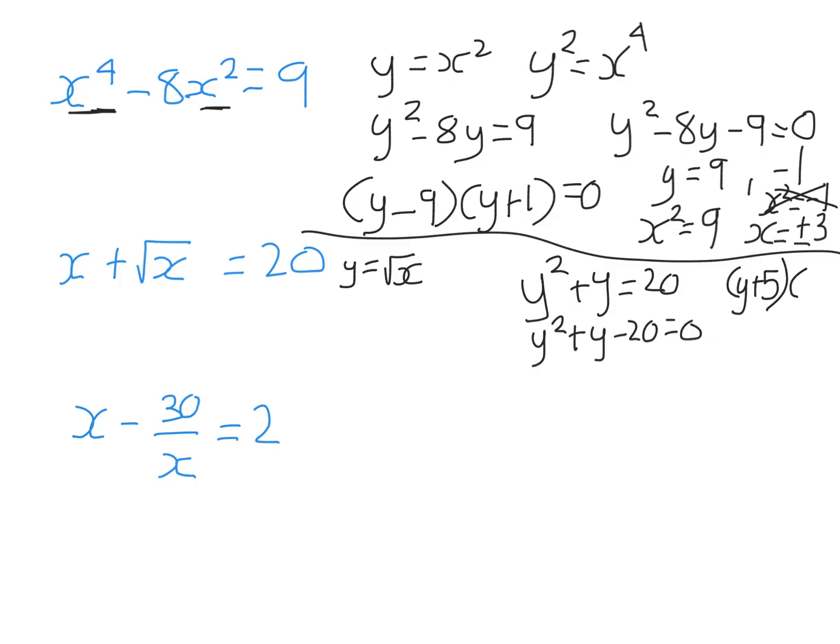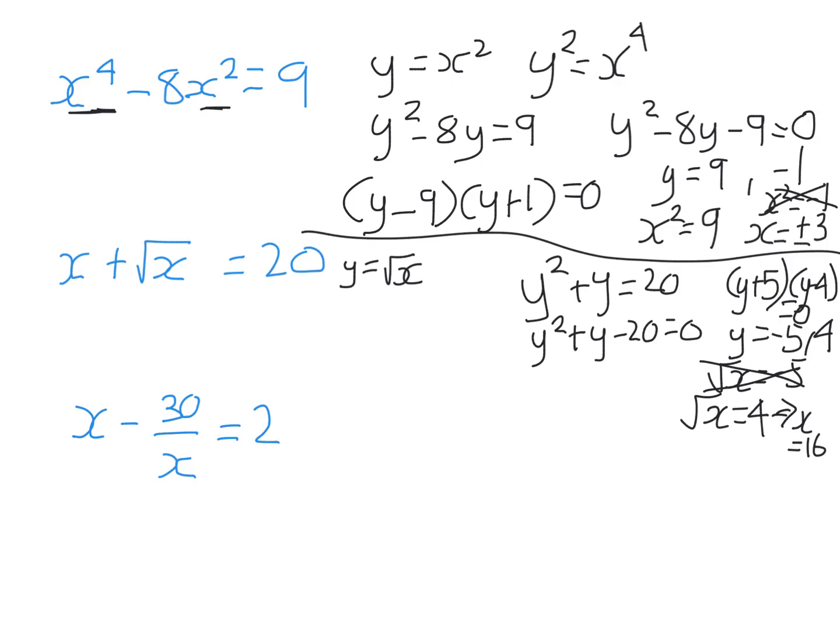We've got y plus 5 and y minus 4 equals 0. So using the null factor law, we get y equals negative 5 or 4. So because y was root x, that means root x equals negative 5 or root x equals 4. Now when you square root a number, you can't get a negative. It has to be a positive answer. So that gives no solution, but root x equals 4 has a solution. You just square both sides and you get x equals 16. So that one is done.